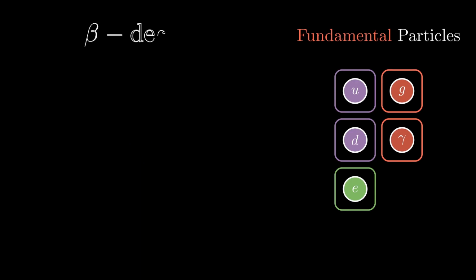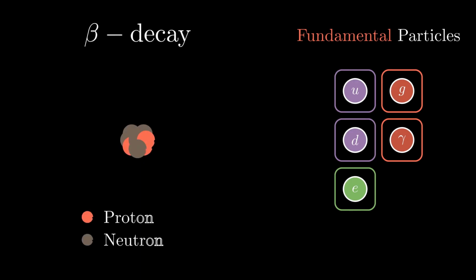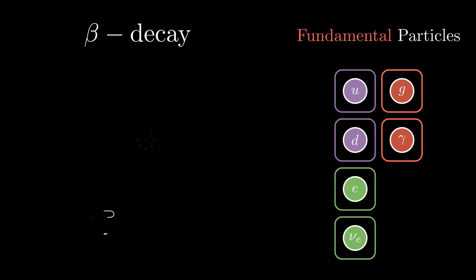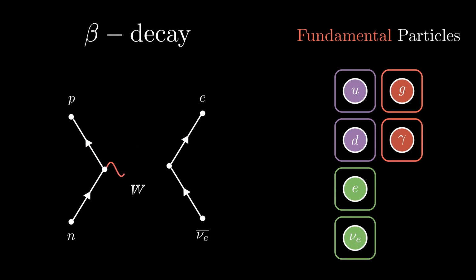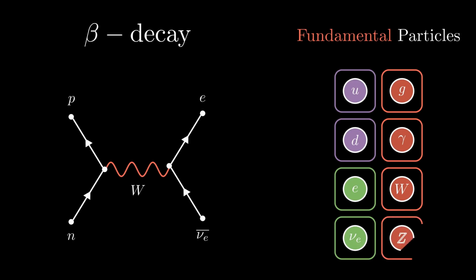Take beta decay for instance, where a neutron in a heavy nucleus transforms into a proton by sending out an electron and a neutrino. A closer examination of this process reveals that these particles don't interact directly. Instead, this process occurs via the exchange of another force carrier, the W boson, and this weak interaction would not be complete without the Z boson.